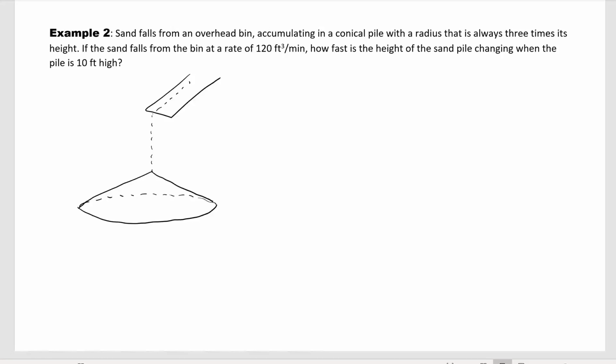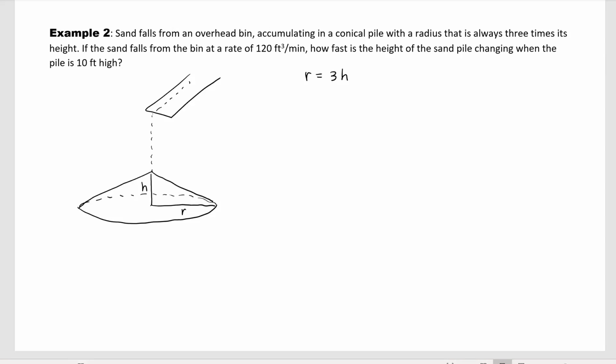Okay. All right. So a cone. What do we care about? We care about the radius and the height, right? And from this sentence, we know the radius is always 3 times its height. So now it already tells us one relationship between the variables r and h.